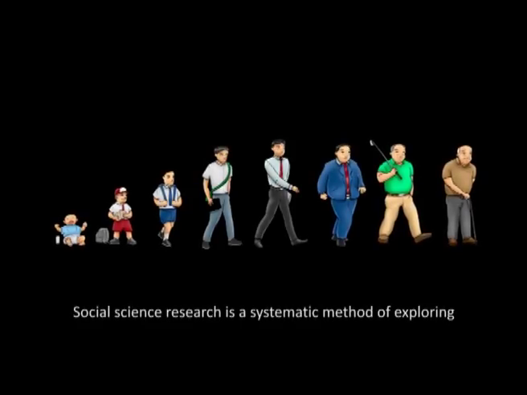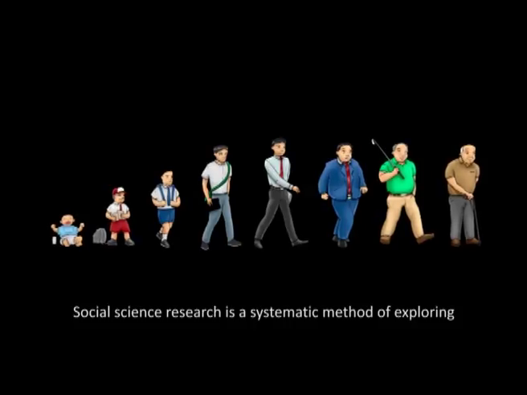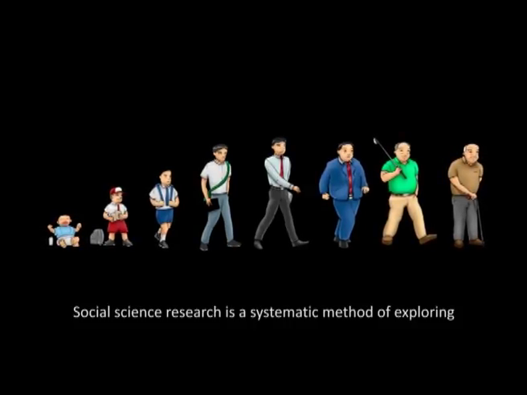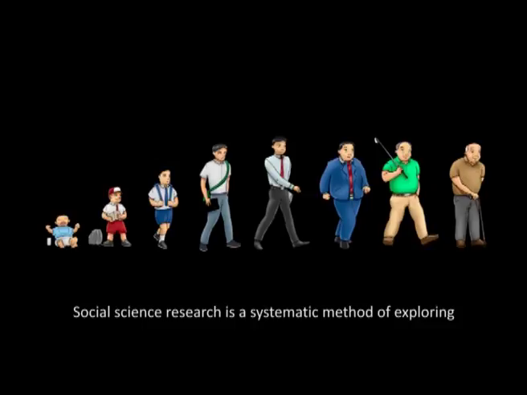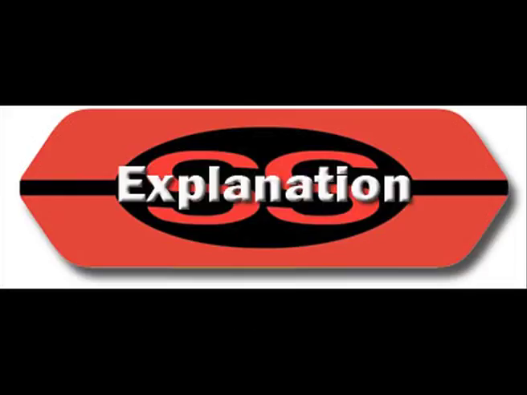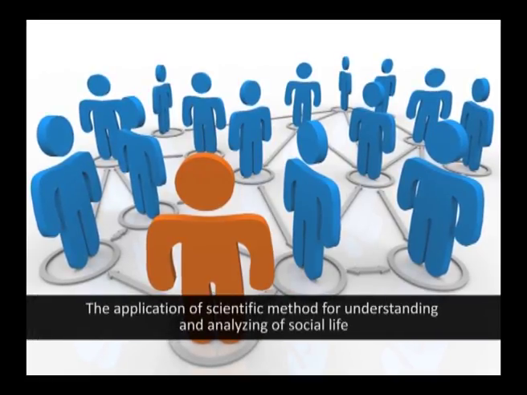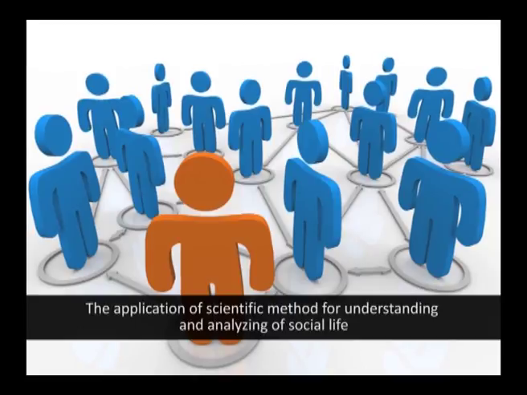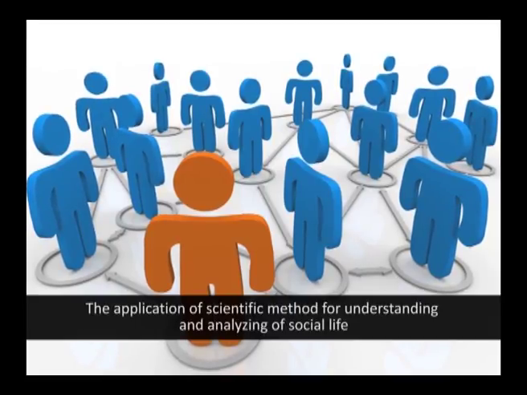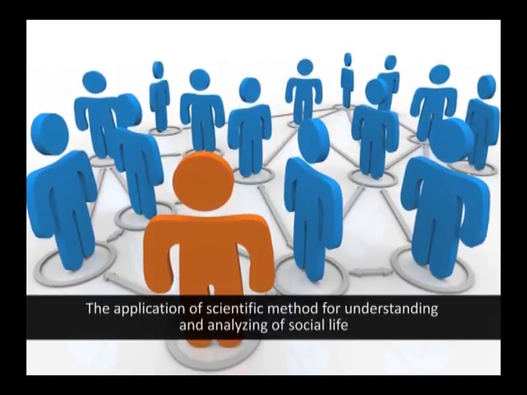Social science research is a systematic method of exploring, analyzing, and conceptualizing human life in order to extend, correct, or verify knowledge of human behavior and social life. Social research seeks to find explanations to unexplained phenomena, to clarify the doubtful and correct the misconceived facts of social life. It involves the application of scientific method for understanding and analyzing social life in order to correct and verify the existing knowledge as a system.